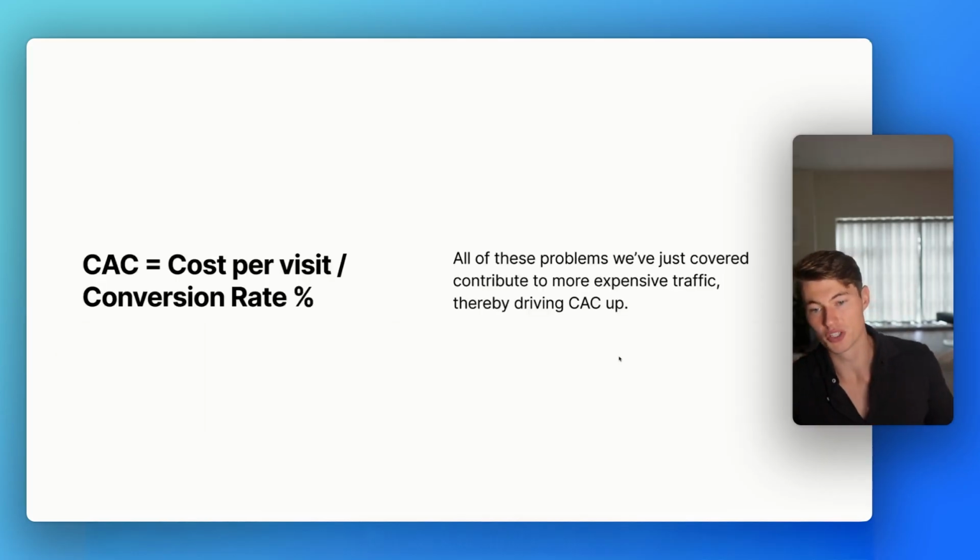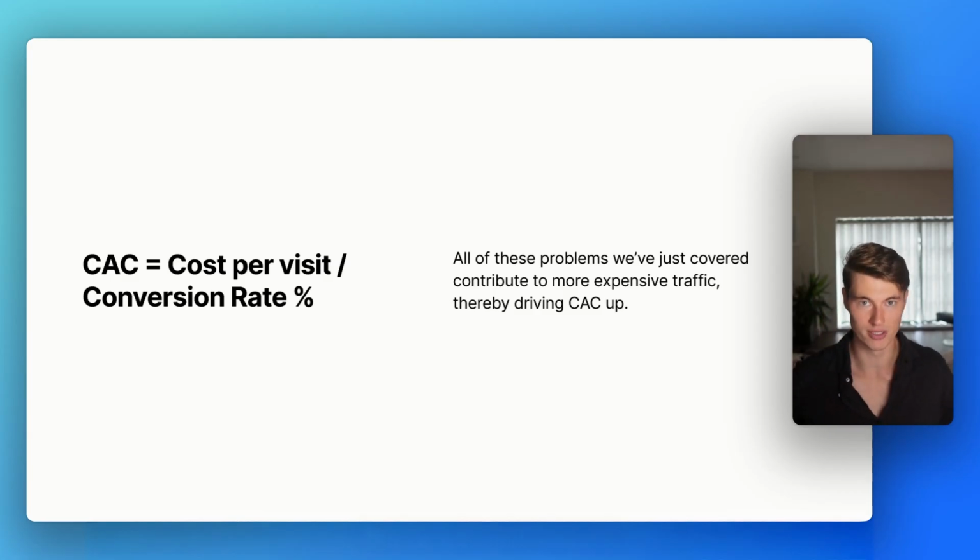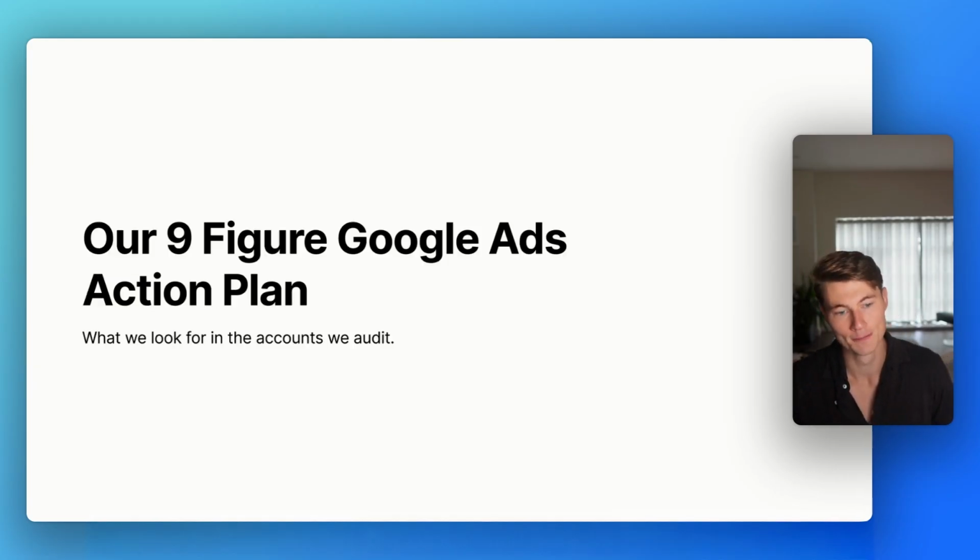And all of these problems we just covered contribute to simply just more expensive traffic, okay? What we're trying to solve here as advertisers in the simplest form is getting a good CAC, a good cost of acquiring a new customer. And that really just comes down to how much your traffic is costing you and what the conversion rate is, okay? So if we can fix all those things, we're going to massively bring the cost per visit down.